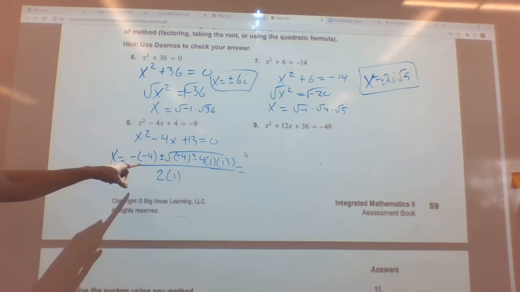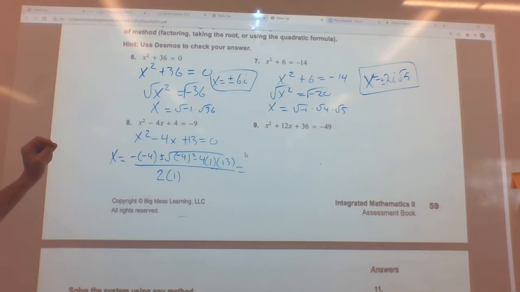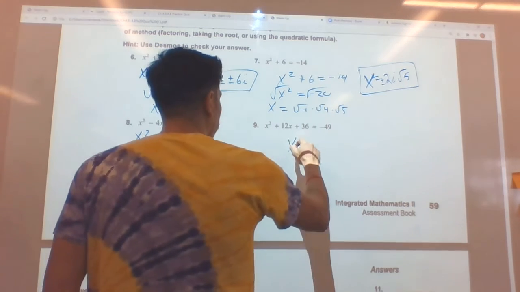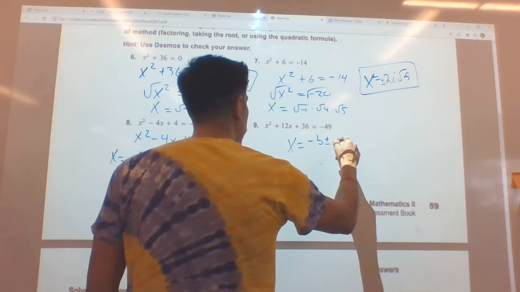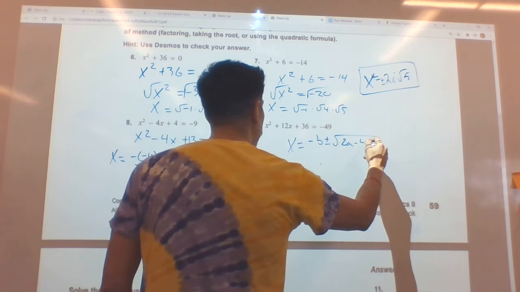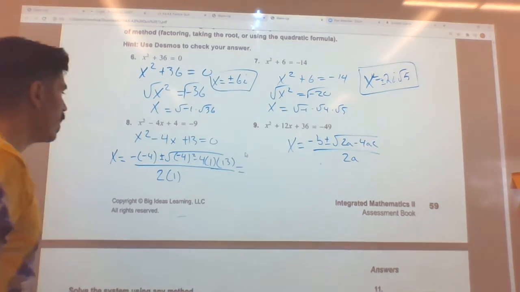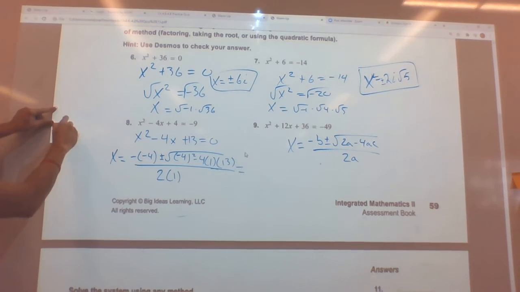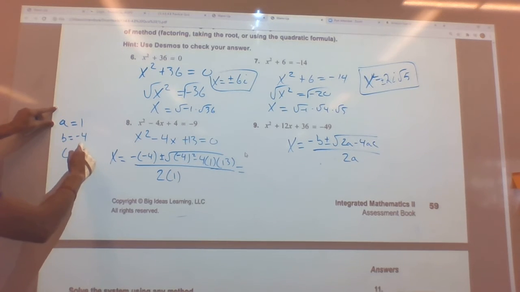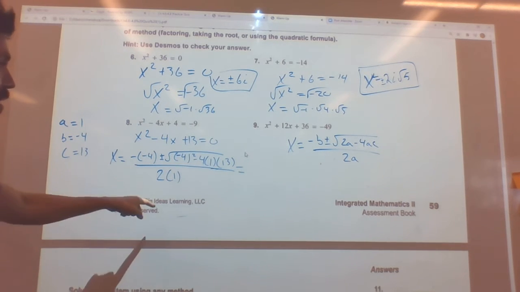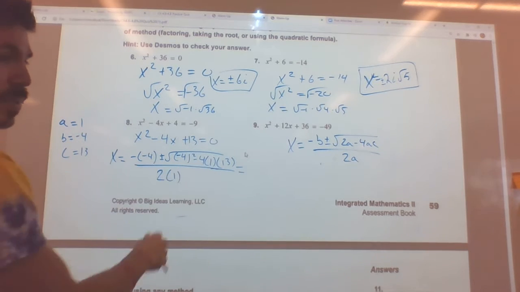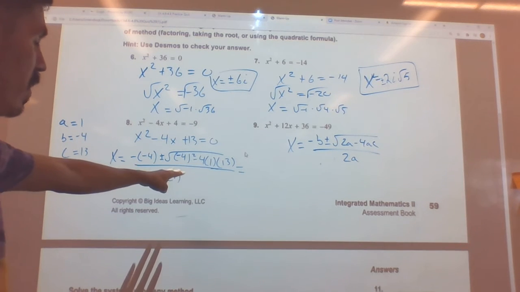So again, I got my quadratic formula. If you don't remember how to use the quadratic formula, remember that's going to be x equals -b plus or minus the square root of b squared minus 4ac, divided by 2a. And then what's my a? My a is going to be 1, my b is going to be -4, and my c is going to be 13. So I plugged in my b for my b, I plugged in my a for my a, and I got this right here.